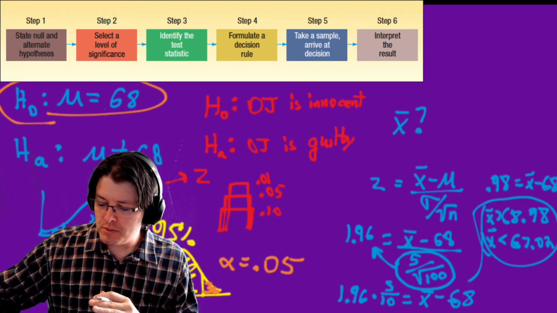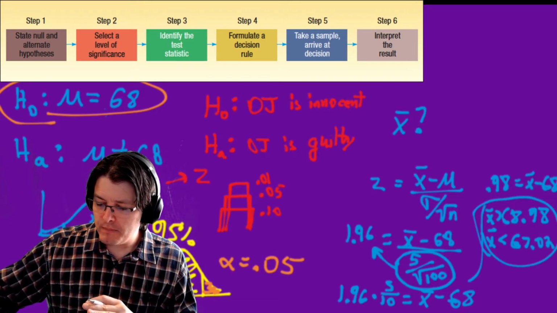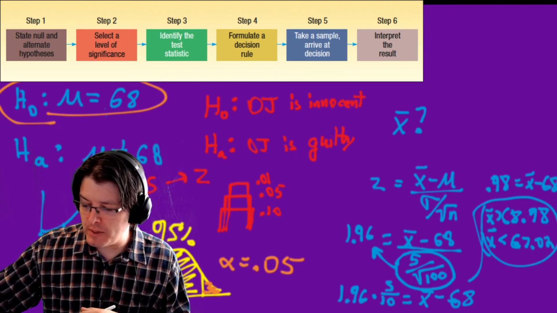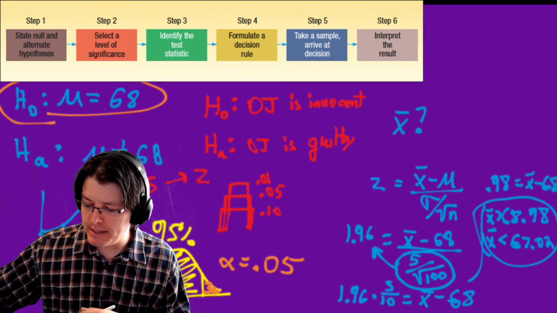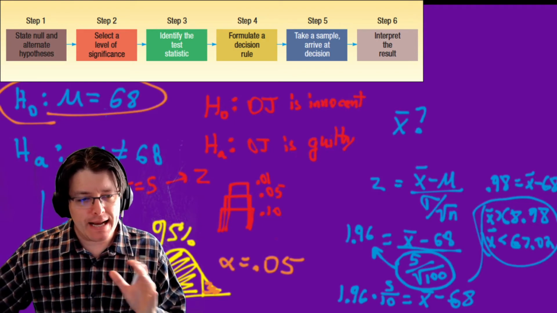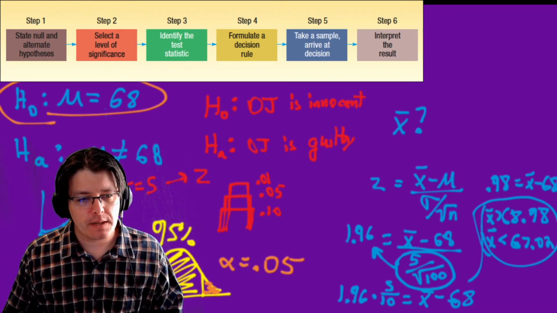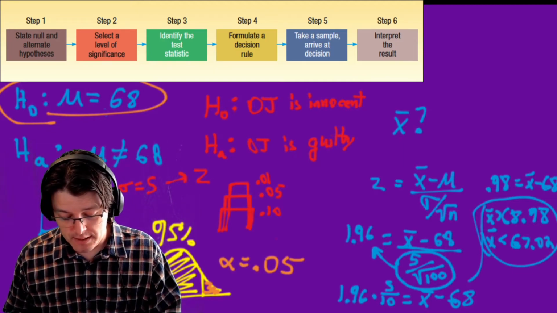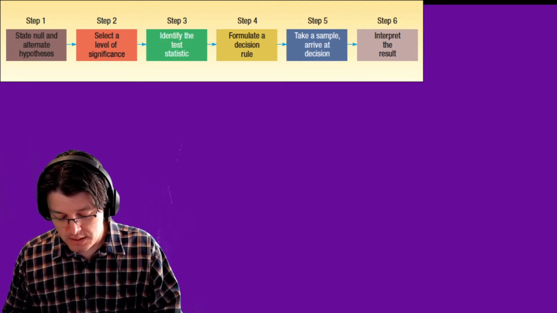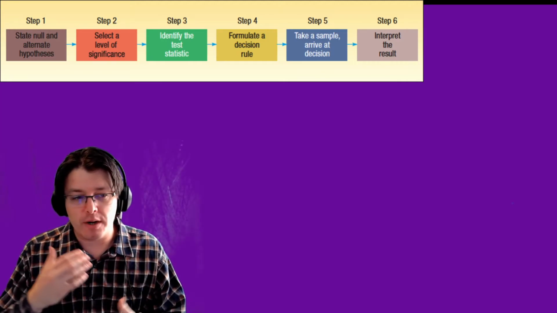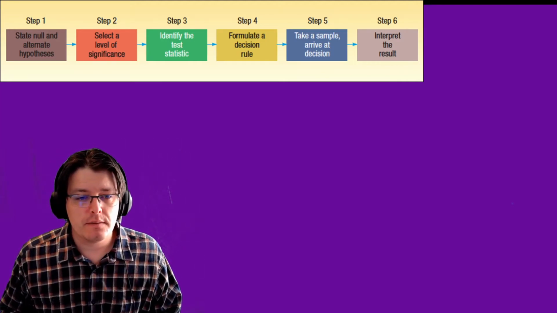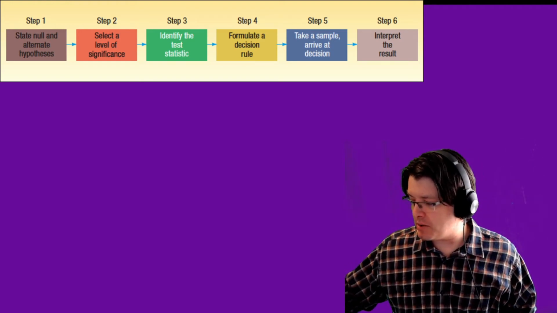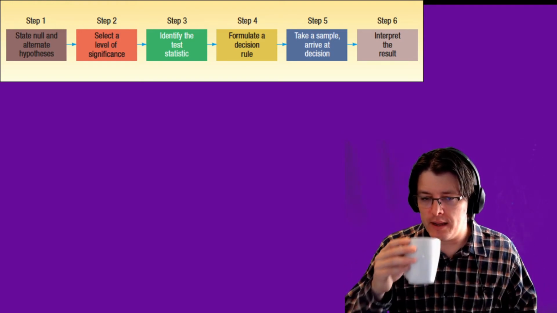But before we spend a lot of time on that, I do want to take the last 10 minutes here and talk about another big concept that we are being exposed to here, and that is errors, and specifically type 1 and type 2 error. I think this also takes a while to sink in, so it'll be helpful for you to see it right away.